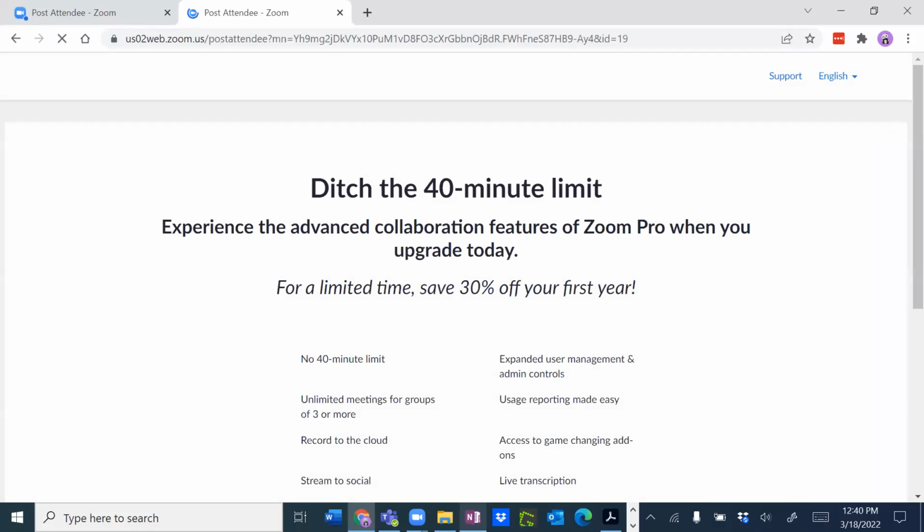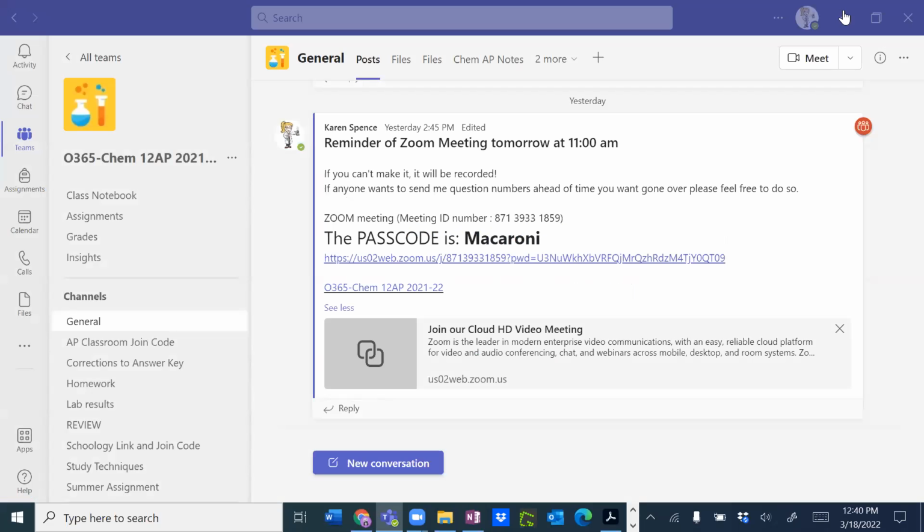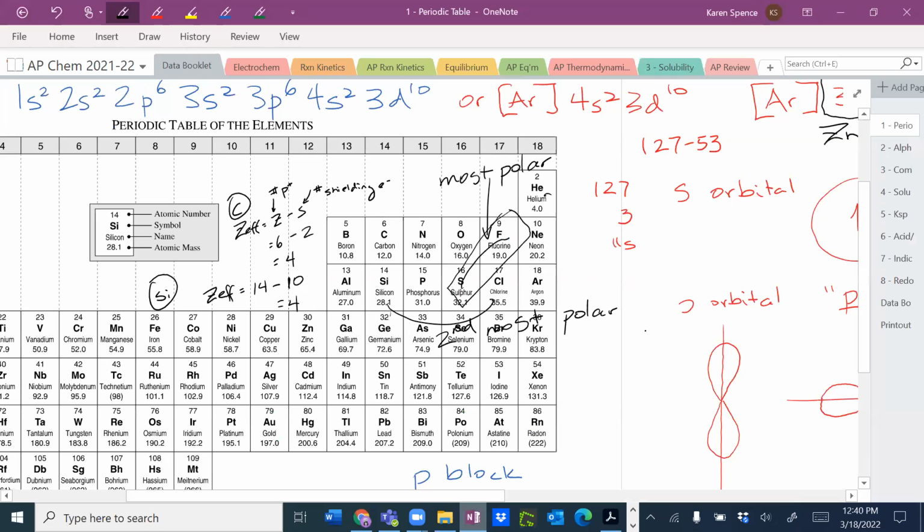Oh, post attendee Zoom. What happened? Ditch the 40-minute limit. What happened? What? Are we still sharing here? Hello? Let's see. Chat. Oh, we're still sharing. Okay, that's good. I don't know why it says post attendee. That's crazy. Okay, so we're going to go back to here now. And yeah, so there we are. Come on back. There we are.